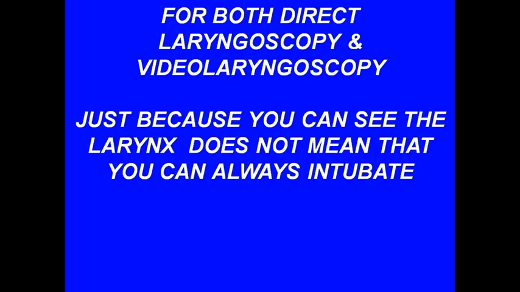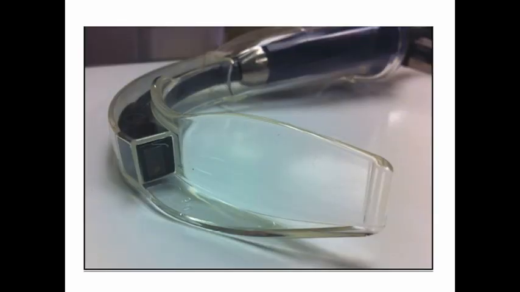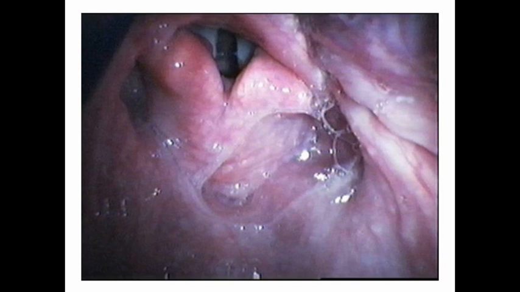Sometimes, when we use video laryngoscopy, it is difficult. We get a good view of the larynx, but it is difficult to advance the tube. The manufacturers of the GlideScope provide a special GlideScope stylet, which allows you to maneuver the tip of the endotracheal tube around the corner. The point here is that an excellent view of the larynx doesn't always mean easy intubation.